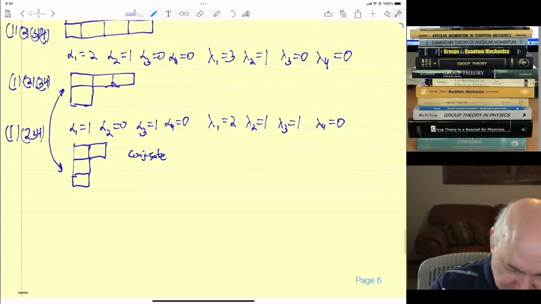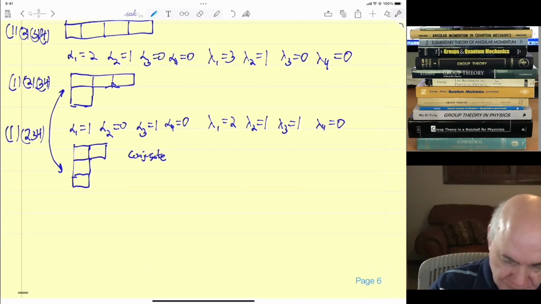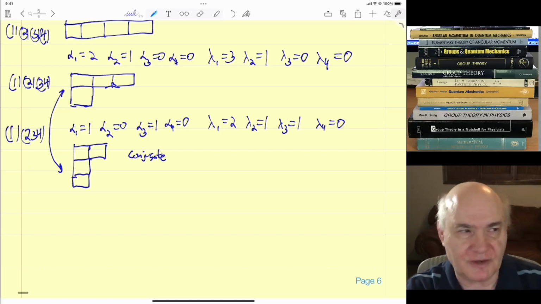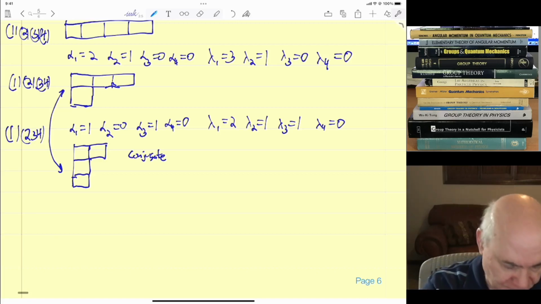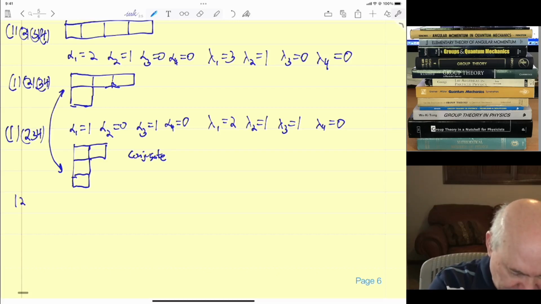Now, there are various things you do with these diagrams, but sometimes you put numbers in them, and then you get Young operators, like symmetry operators, even and odd operators. We'll do that at a future time, but I just want to show you, in case you've ever seen these diagrams, at least a little bit of it.